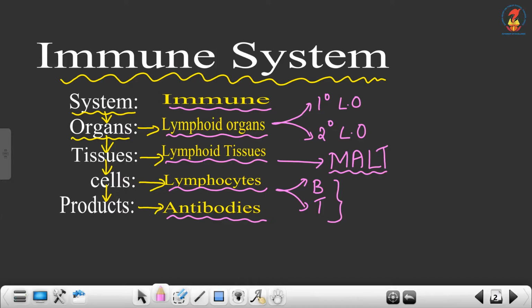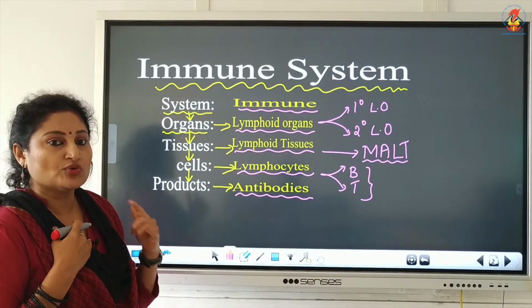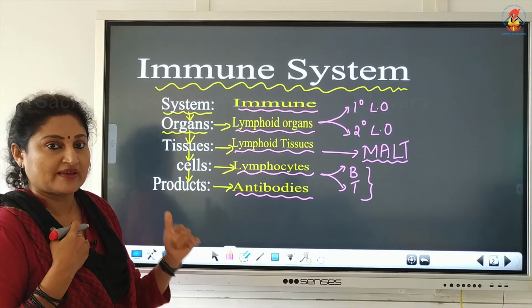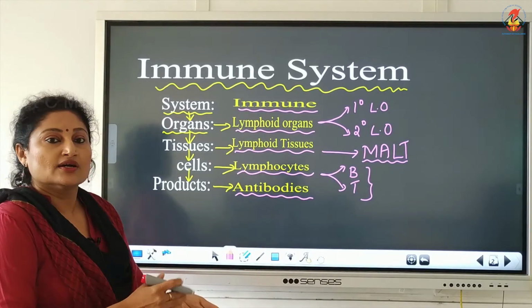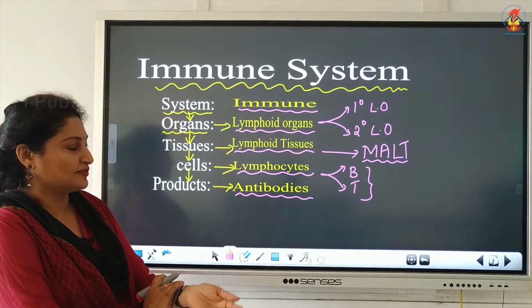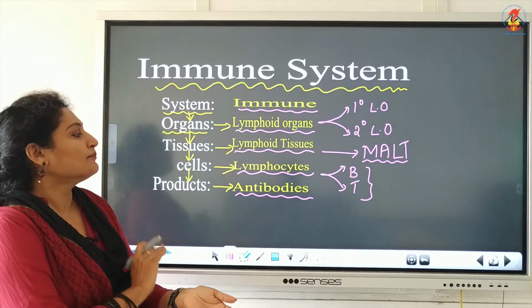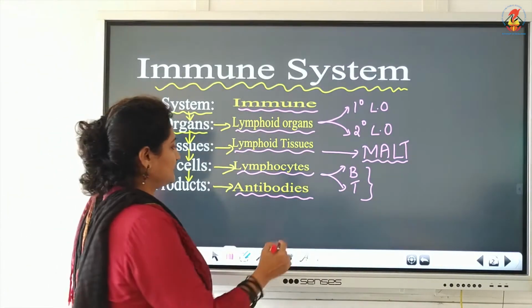Once again, both are produced in the bone marrow. We know what is bone marrow. When I deal with lymphoid organs, I will be dealing with that in detail. So as of now, you remember, both are originating in the bone marrow, but some remain in the bone marrow, the others migrate to the thymus, and in the thymus they mature. The ones which go to the thymus and remain there, where they mature and do their function, are known as the T lymphocytes, and the others which remain in the bone marrow are called the B lymphocytes.